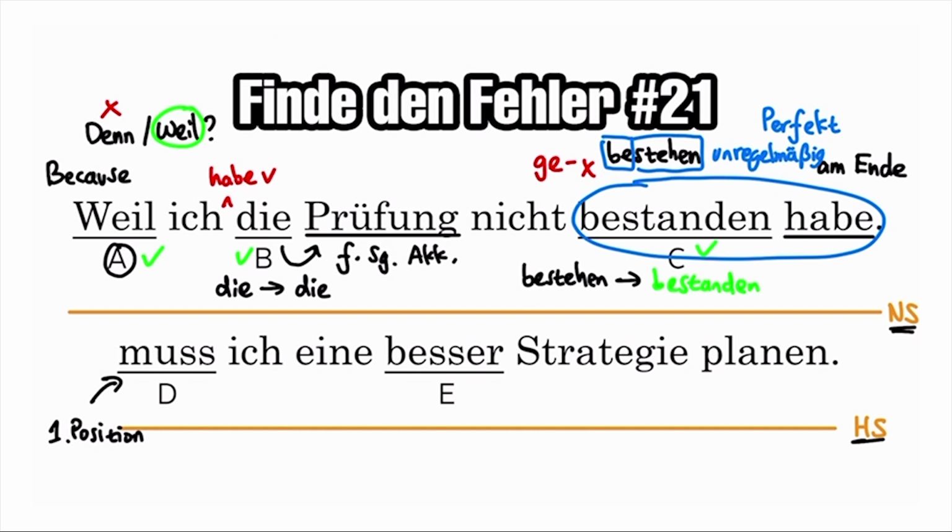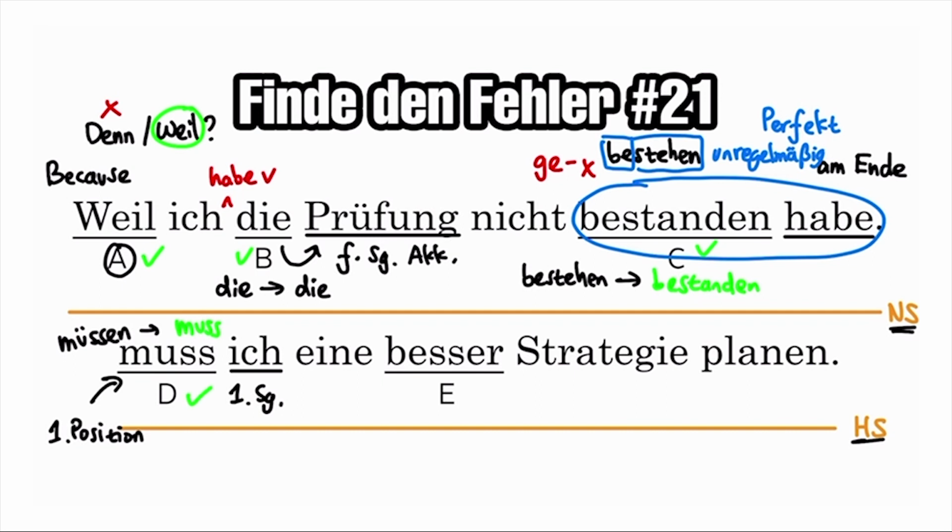Now we have to check whether the conjugation of the verb is right or not. We have the subject ich, which is in the first person singular, and we want to conjugate the verb müssen in the present tense, so it must be muss. So option D is also correct.